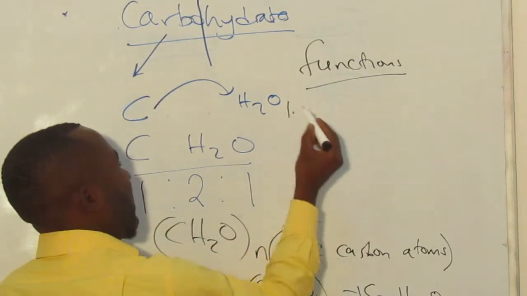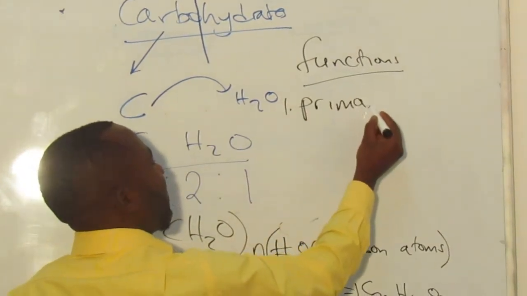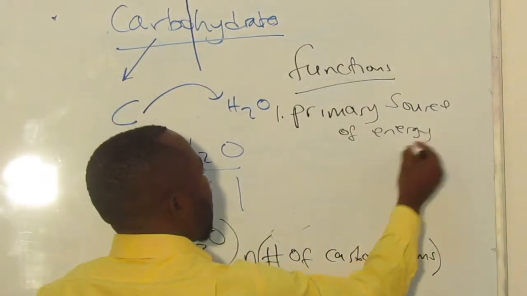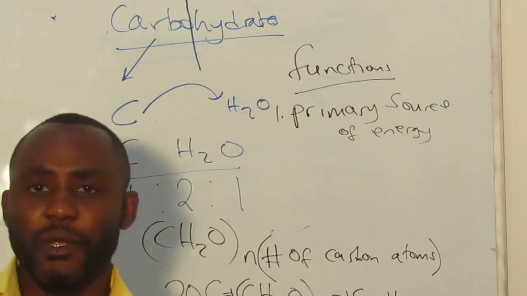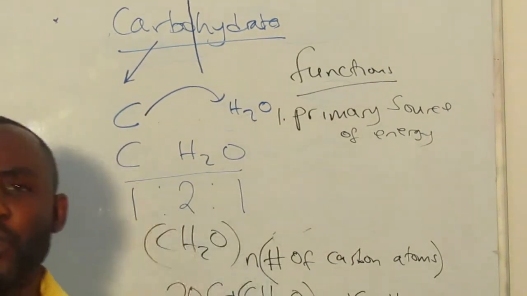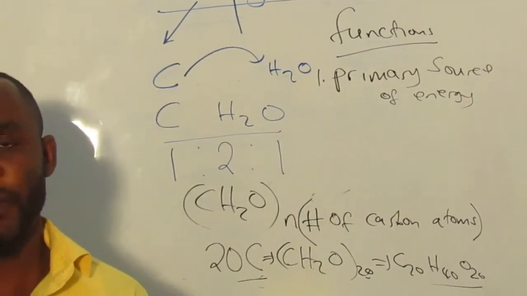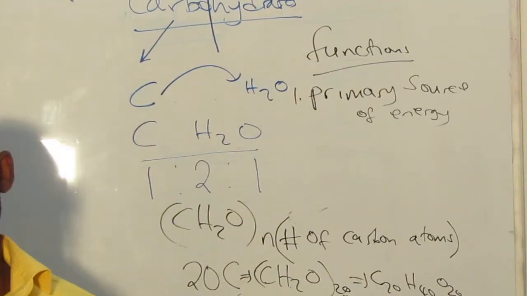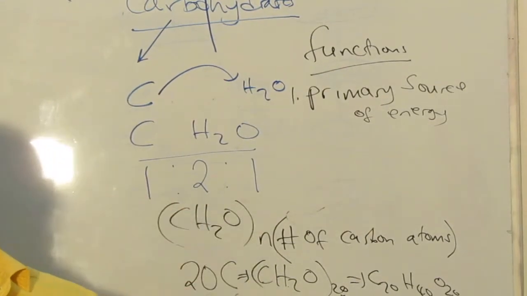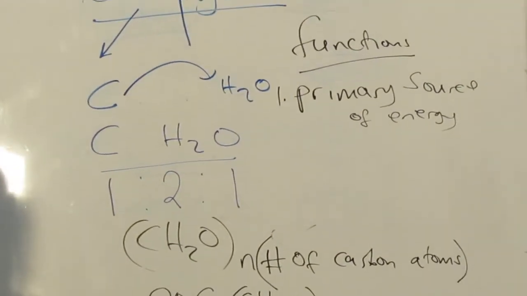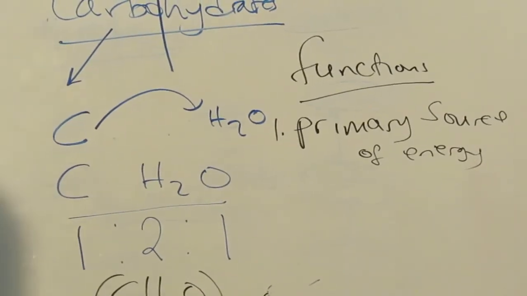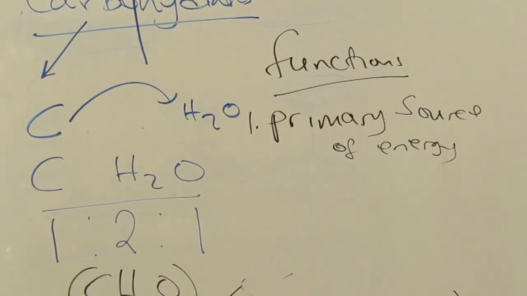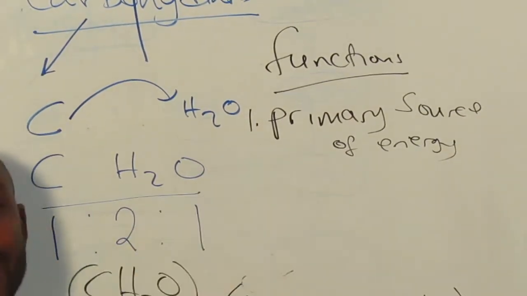Number one, they are a primary source of energy. What does this mean? Meaning that when you consume nutrients, be it lipids, proteins, carbohydrates, or a mixture, the body resorts to using carbohydrates as a source of energy, a direct source of energy. Why is it so? Because carbohydrates are easily broken down and absorbed by the human body. So they are a direct source of energy.